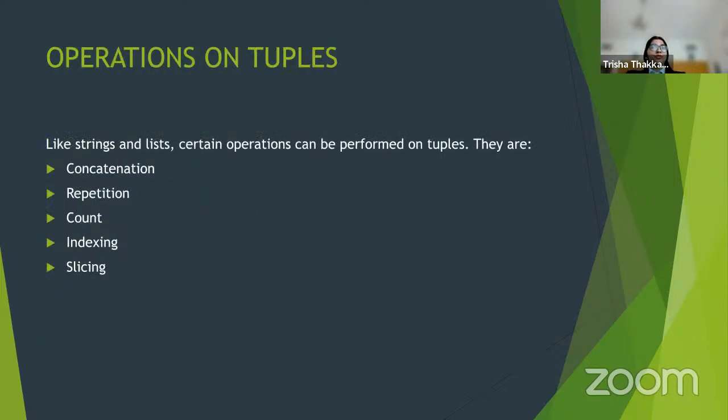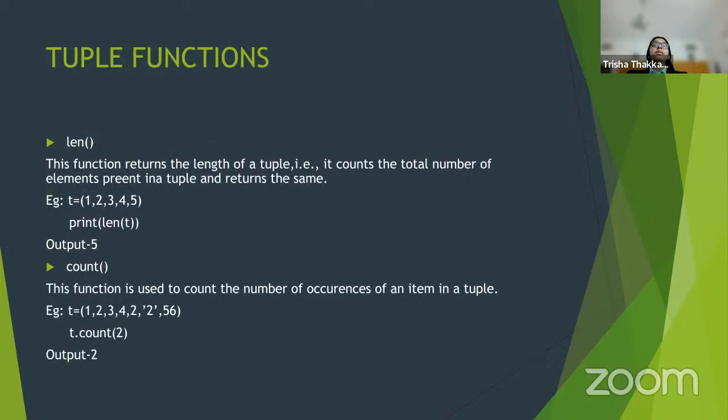Operations on tuples. Similar to strings and lists, the different operations on tuples are concatenation, repetition, count, indexing, and slicing. Now we'll be looking at the built-in functions that are present in tuples. The len function is similar to the len function in strings and lists, which gives us the length of a tuple.